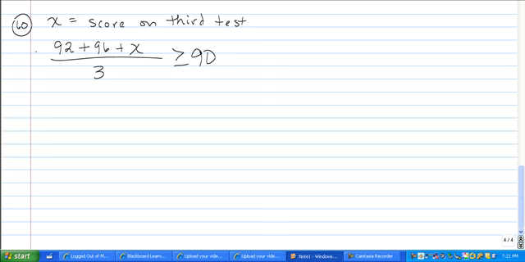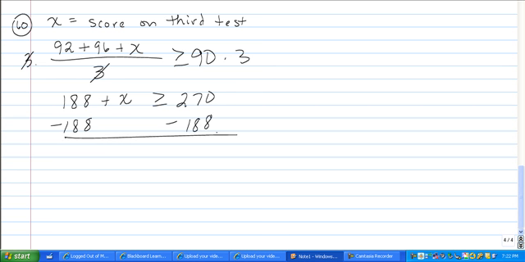Okay, the first thing I do is clear the fraction by multiplying both sides by 3. Okay, so now we have, let's see, 92 plus 96 would be 188 plus x is greater than or equal to 270, subtract the 188. 270 minus 188 is 82. So she needs to get a grade of at least an 82. Anything greater than or equal to 82.